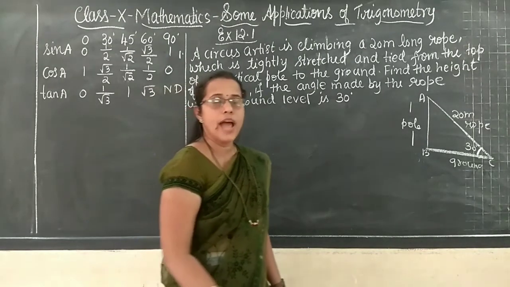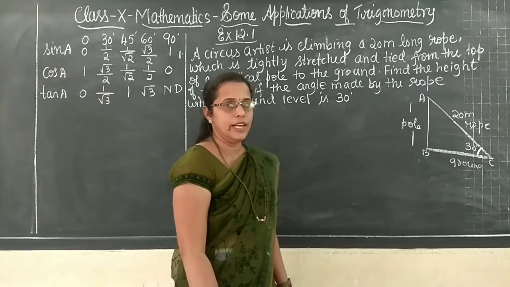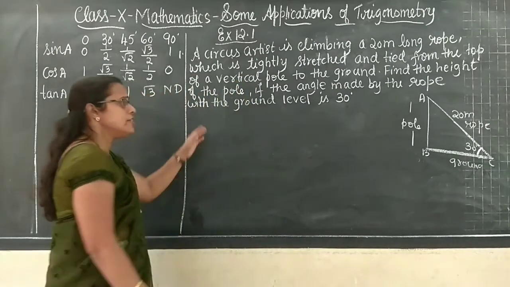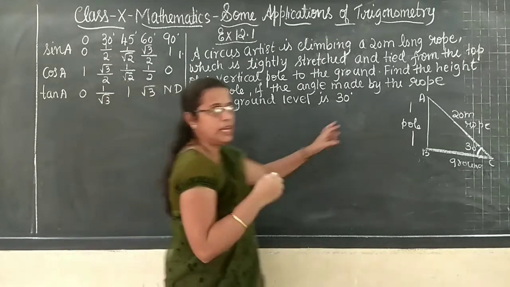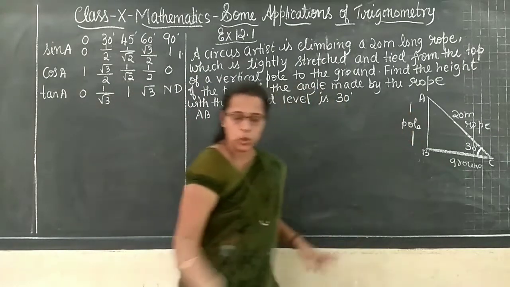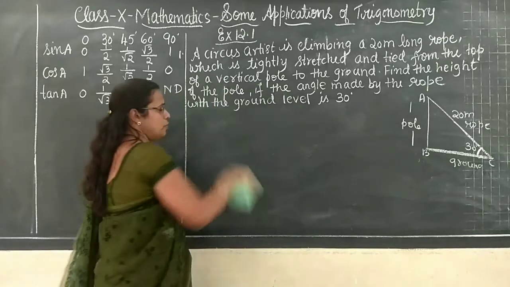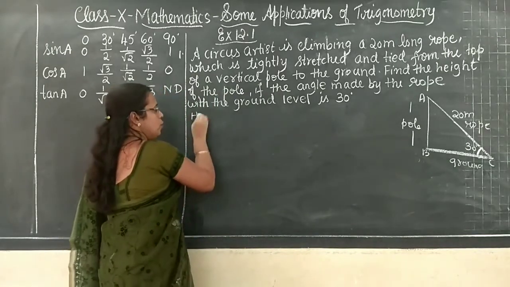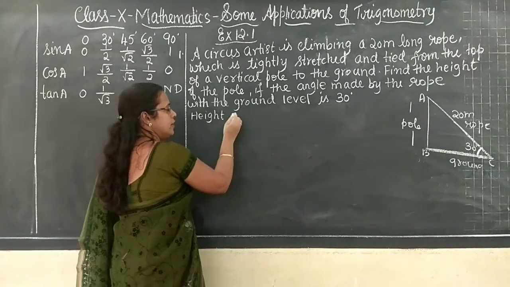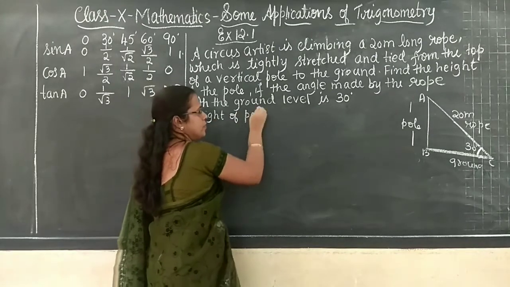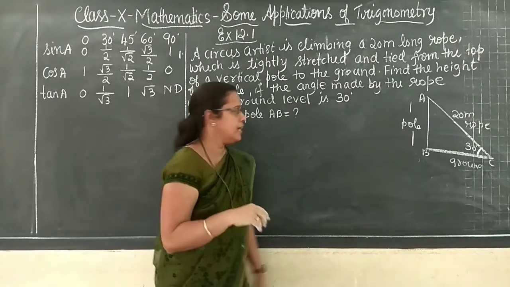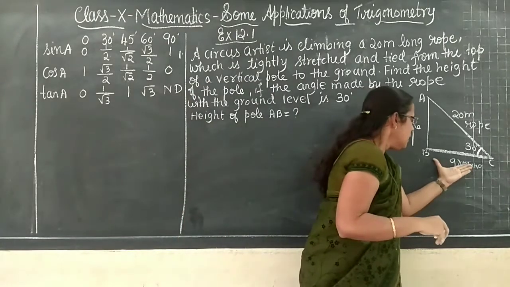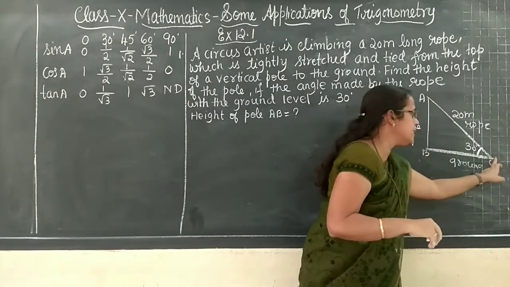This is based on angle of elevation. Okay, children, now see here, first what we will write. So AB, what is AB? The height of the pole. So we will write AB, height of the pole. Height of the pole, that is AB, is not given. Right? So then, what is given?